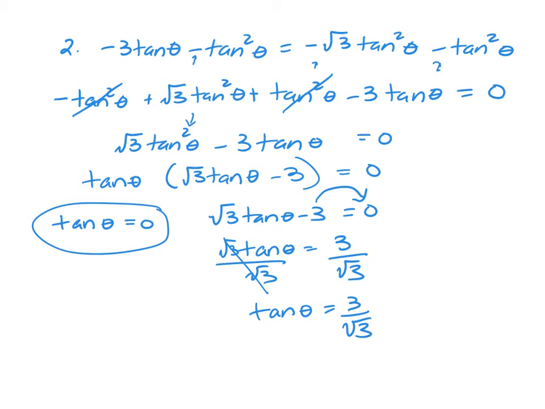Well, I can't leave it like that because that has a radical in the basement. So I multiply it by root 3 over root 3, and I get that tan of theta equals 3 root 3 over 3, and the 3's bite the dust, so it equals root 3. Now you're going to go to your unit circle and see who has a tangent of root 3, and that would be 60 degrees and 240.